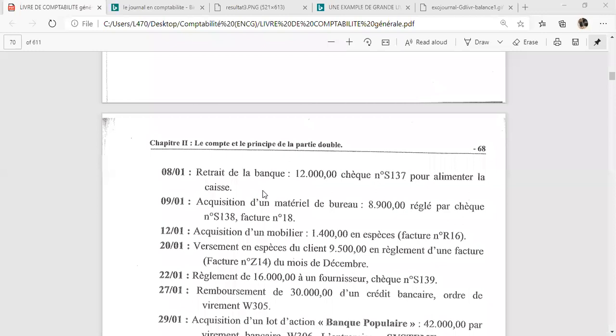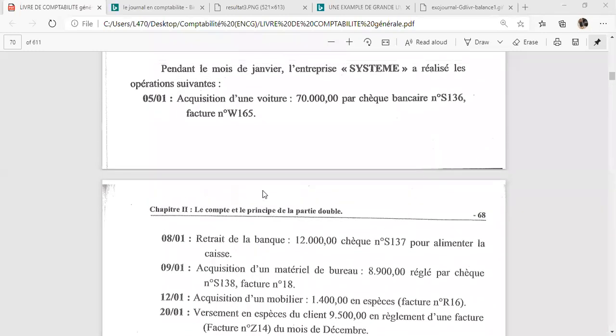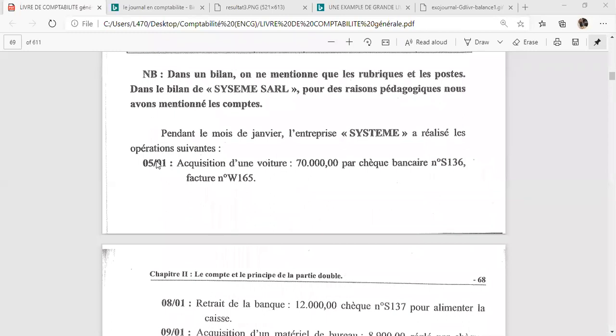I have found an example that would help you better understand how things move. This is how a question will be phrased. There will be transactions with corresponding dates and what happened. For example, this first one, on the 5th of January: acquisition d'une voiture de montant par chèque bancaire. So this is a transaction and it has two sides. It has two effects, a debit and a credit side.